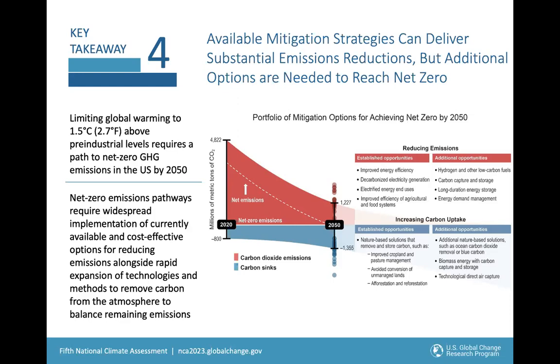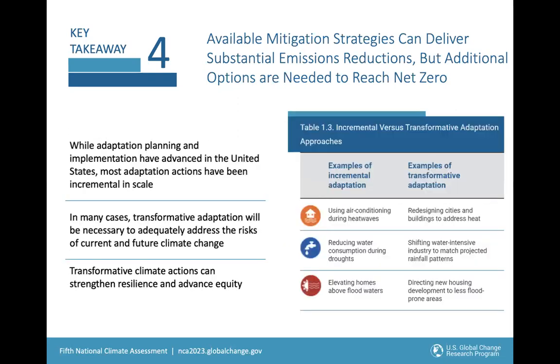To reach the net zero targets, we would need to expand our annual growth in wind and solar capacity faster than we've ever done it before. And we would need to be looking at additional options and technologies, both for reducing emissions, which are shown in red on the far right of the figure on the top, and increasing carbon uptake, shown in blue on the bottom there. Next slide, please.